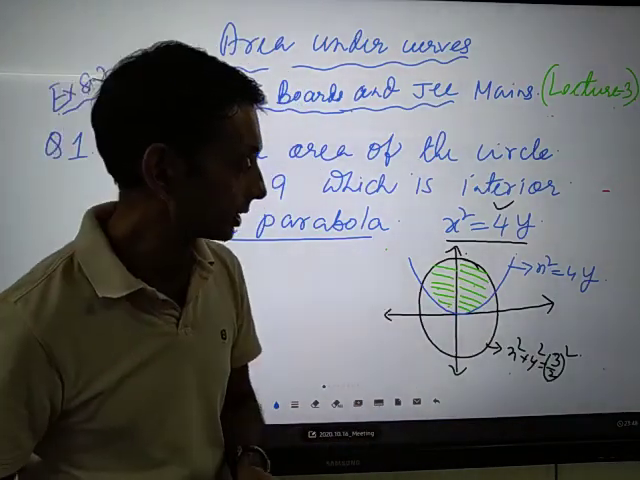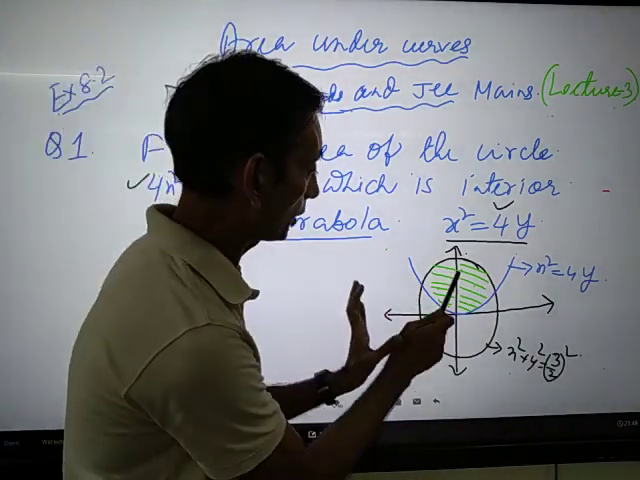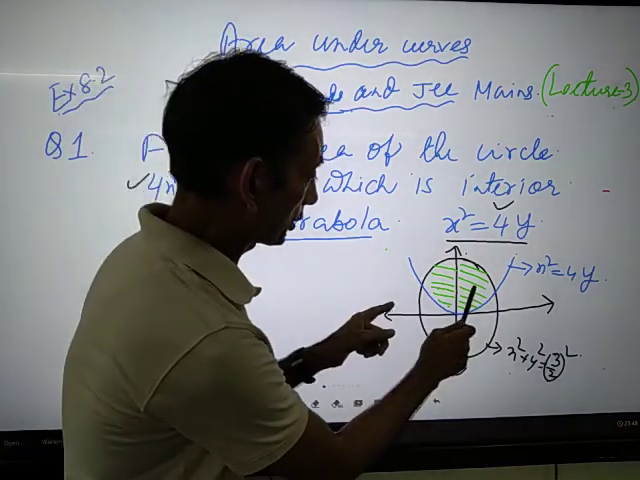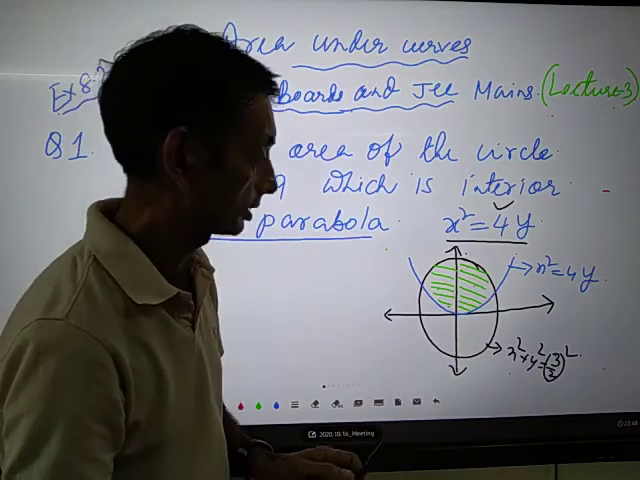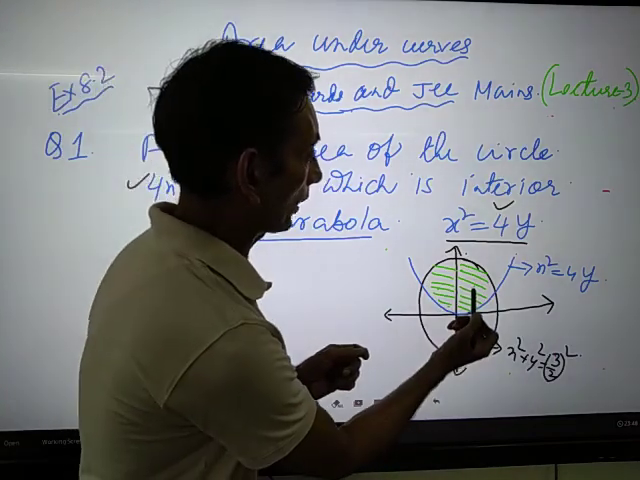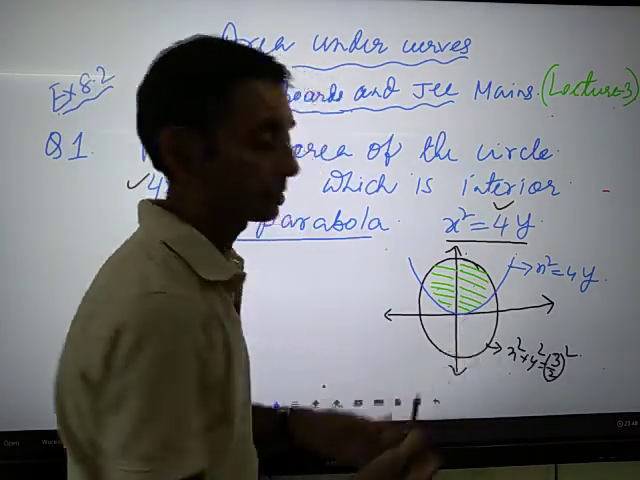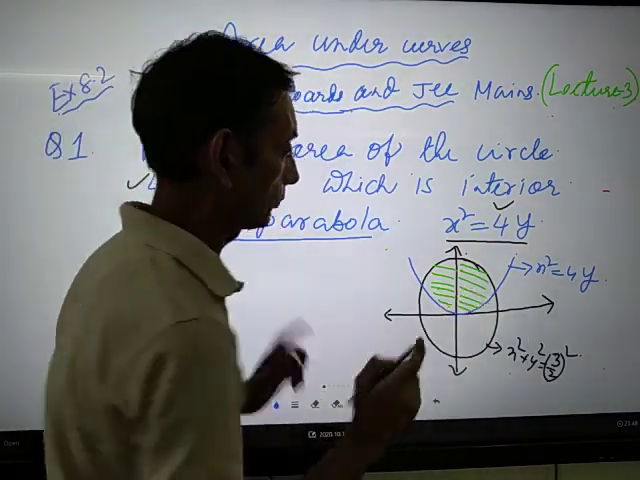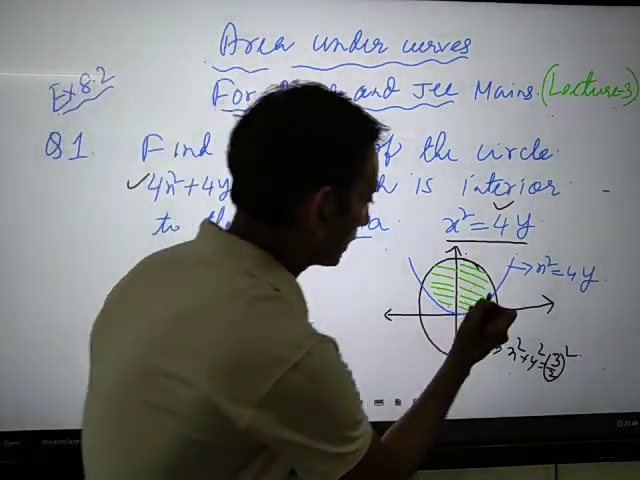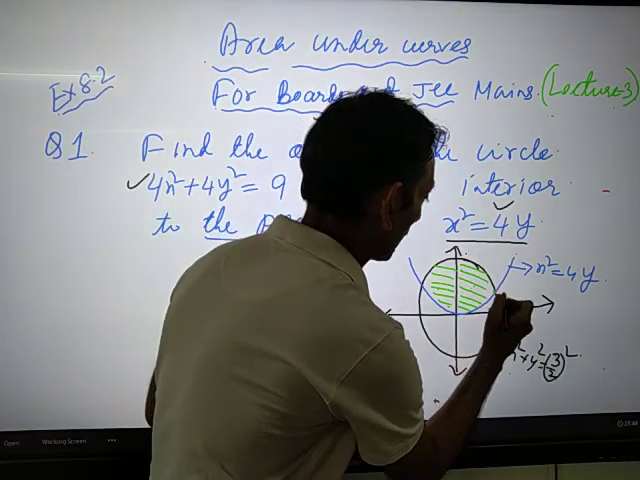And what is the advantage for this particular question? These two portions are symmetrical about this axis, that is the y-axis. So in case you find out this area, you can just multiply by 2. So how to find the area of this? For that, most important is that we need this point. Let us mark this point as A.